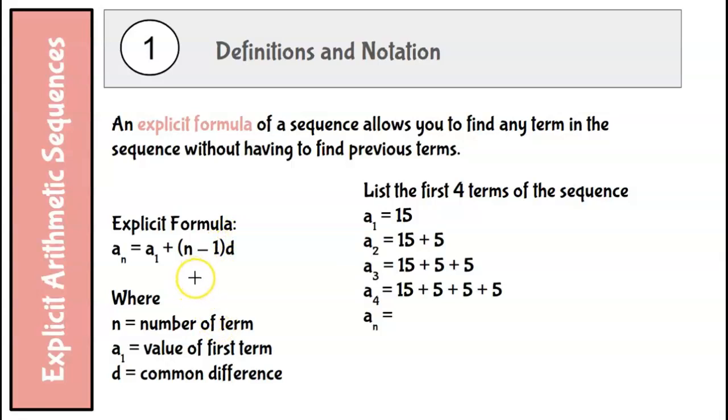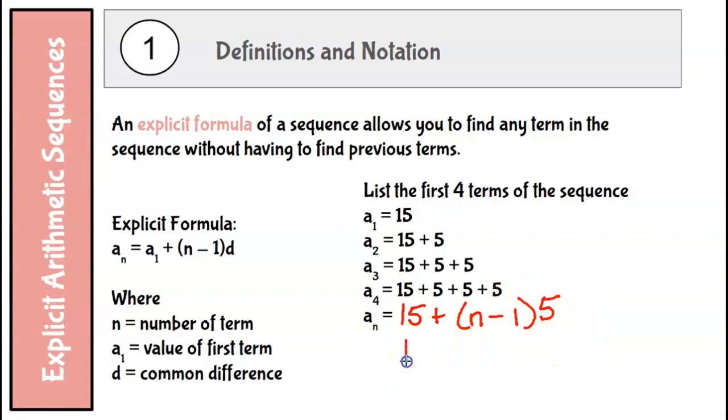So if I'm finding term 10, I'm going to do 10 minus 1, which is 9. I'm going to do 9 of those common differences. If I'm finding term 20, I'm going to do 19 of those common differences and add it to the original term. So that's how the formula is derived. So a sub n would be our first term, which was 15, plus n minus 1, which is always going to stay n minus 1, and then the common difference was 5. And that's what our formula is.